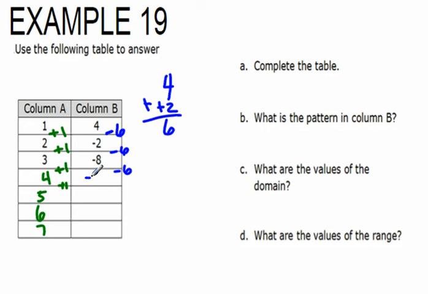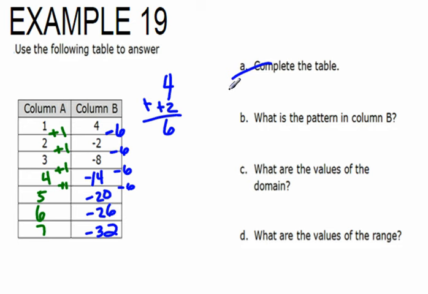-8 minus 6 is going to be -14. -14 minus 6 is going to be -20. Then we get -26 and -32. So that takes care of problem A. We have completed the table.